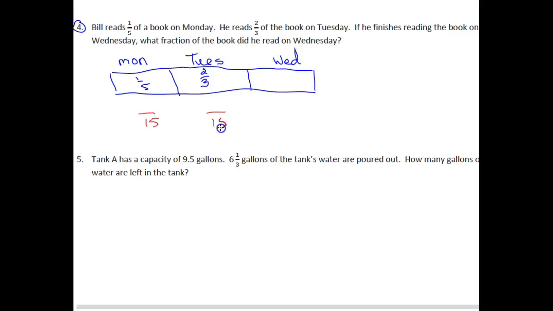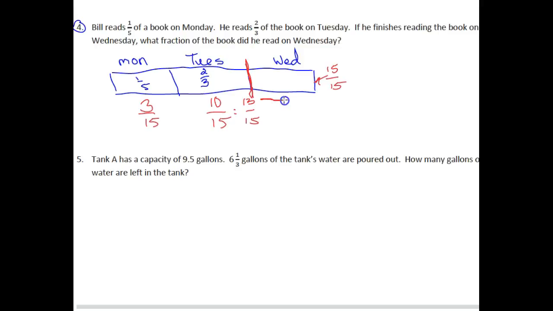How much is a whole then? A whole is 15 15ths. So that's the whole book then, is 15 15ths. So let's see how much he read on Monday out of 15 15ths. 5 times 3 got us 15, so 1 times 3 is next. 3 times 5 is 15, so 2 times 5 is next. Now when we combine these, we can see 3 plus 10 is 13 15ths. So here's 13 15ths, is right here.